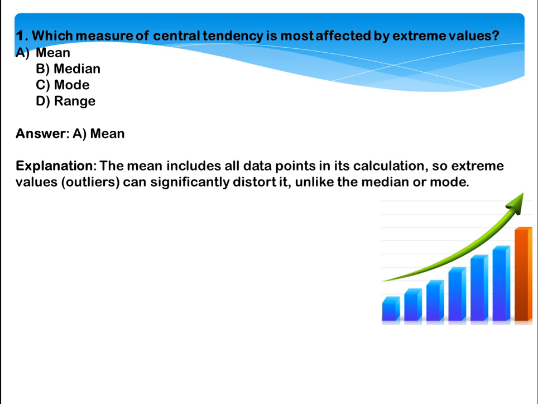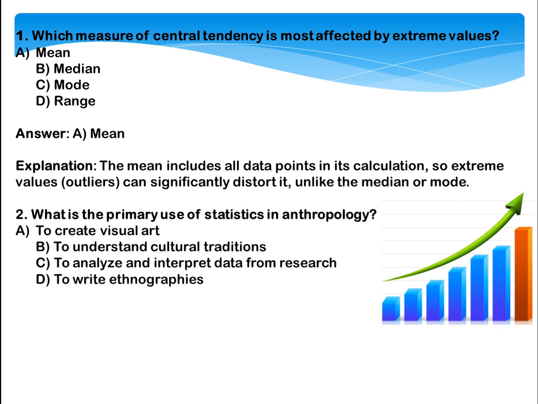Explanation. The mean includes all data points in its calculation, so extreme values, outliers, can significantly distort it, unlike the median or mode. 2. What is the primary use of statistics in anthropology? A. To create visual art. B. To understand cultural traditions. C. To analyze and interpret data from research. D. To write ethnographies.